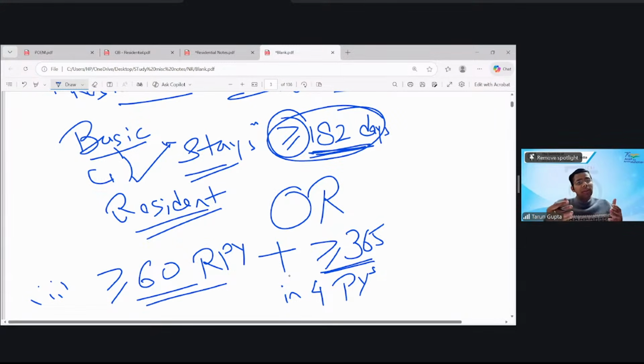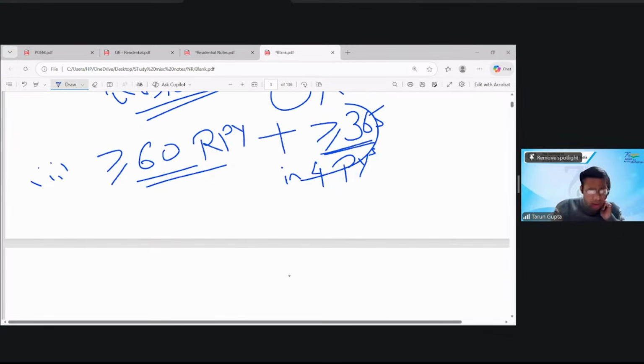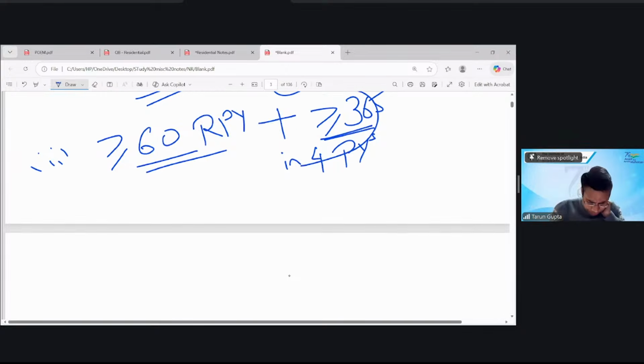Then we see whether he's in India for 60 days or more during the relevant previous year. If the answer is yes, then you have to see his stay in the last 4 years. If the aggregate stay in the last 4 years is 365 days or more, then also he can qualify as a resident. I hope you understand all this and you remember all this.